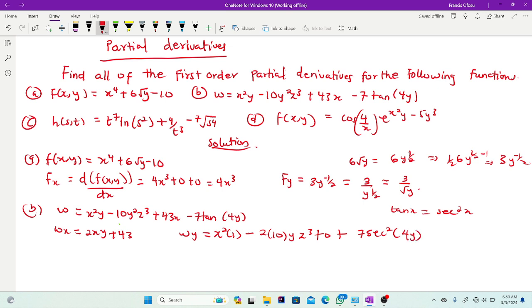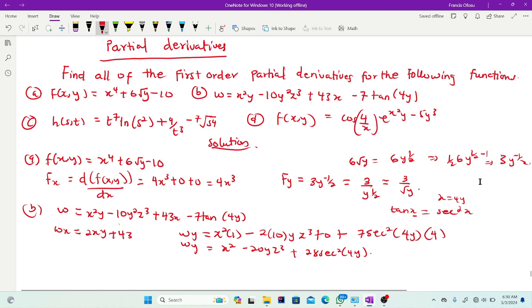But since 4y is not x, I'll have to differentiate it. You know that the x here is the same as 4y, so x is equal to 4y. So therefore, I'll have the derivative of x with respect to y is what? 4. So you have to multiply this by 4 using the chain rule. So my wy simply becomes x squared minus 20y z cubed plus 28 sec squared 4y. And that gives us the derivative with respect to y.